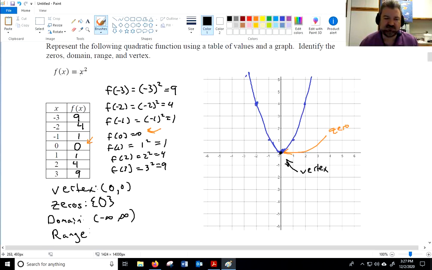The range is interesting here because when we square a number, as long as we plug it in parentheses, any of these numbers squared always ended up being positive, except for 0. So all of our values are 0 and up. There's no way to get negative numbers. So we have a smallest value of our range 0 and a largest value approaching infinity. And there we have it. We've got the zeros, the domain, the range, and the vertex.